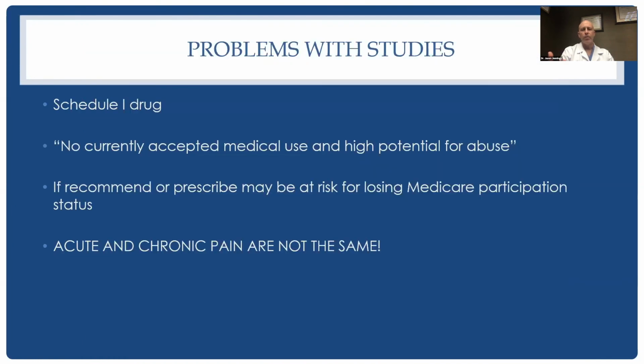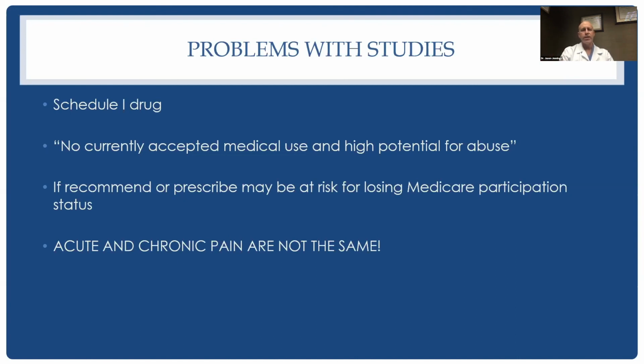So what are the problems? It's a Schedule I drug. So your state may say it's legal, but federal law says it's a Schedule I drug, which is a big problem. They still think there's potential for abuse. So I can't take a patient and say, hey, here's marijuana for use. I could lose my Medicare participation status, which puts us in a bit of a bind with how to recommend and what to do.